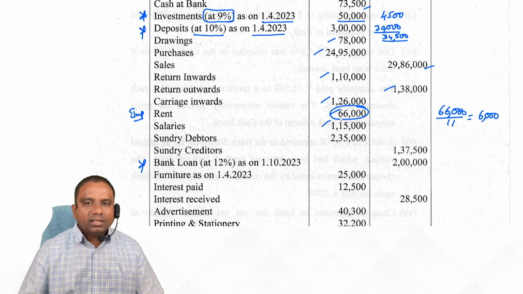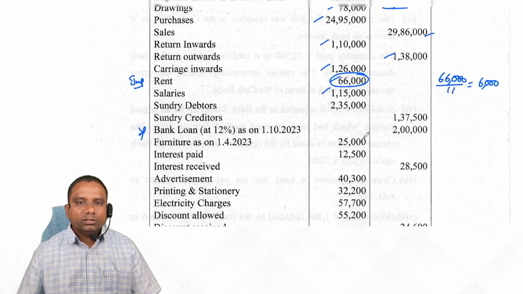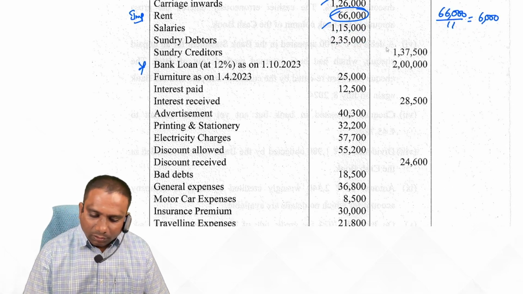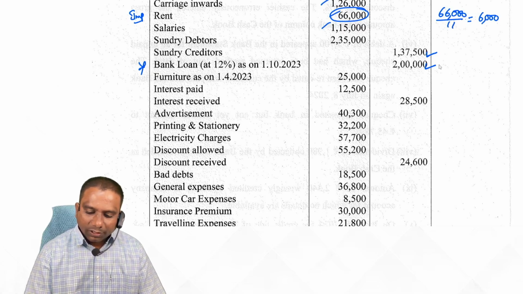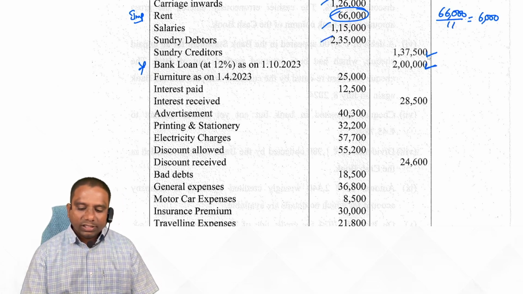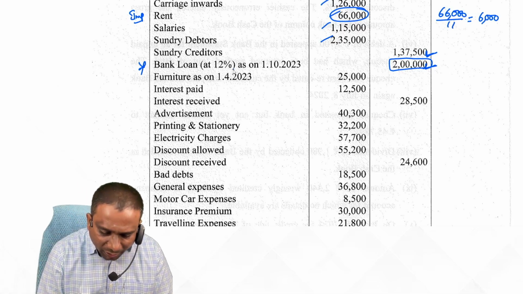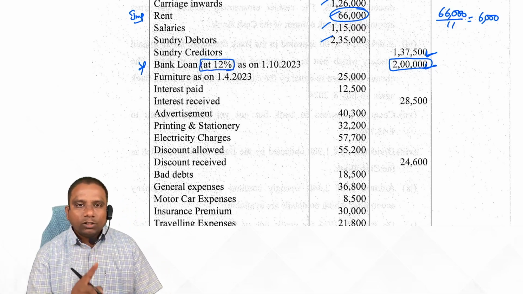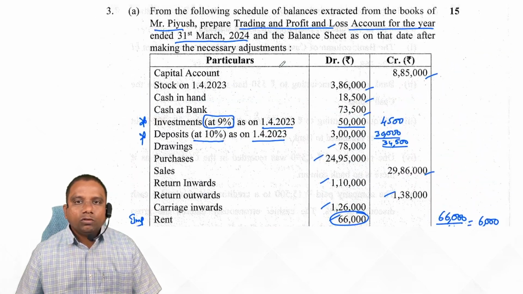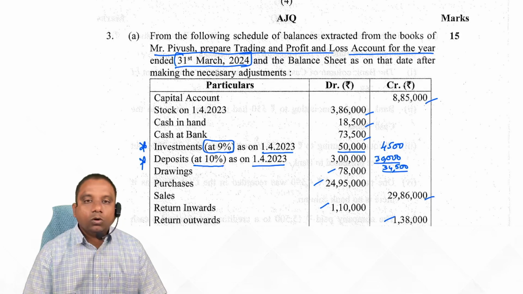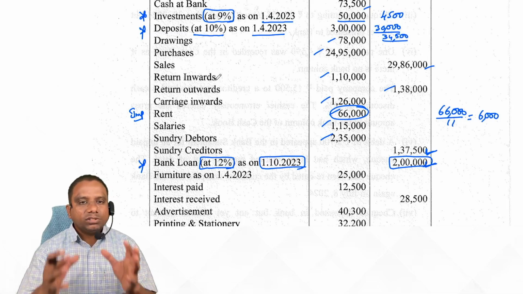Next one, salaries. Salaries also we have adjustment. Outstanding salary. So this adjustment you know very well. Next one, debtors, creditors. Debtors balance sheet asset, creditors liability. Debtors 2,35,000, creditors 1,37,500, bank loan 2 lakhs. If you observe, on the bank loan they are giving 12% rate of interest. We have borrowed the loan on 1/10/2023, whereas the books of accounts are closed on 31st March 2024. Means the loan is outstanding for 6 months during the current year.